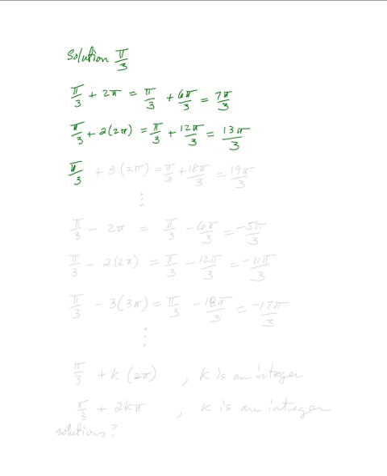And you could keep going ad infinitum. Suppose I add 3 revolutions, or 3 times 2 pi. That's pi over 3 plus 18 pi over 3. So I get 19 pi over 3. So I could keep going on and on.